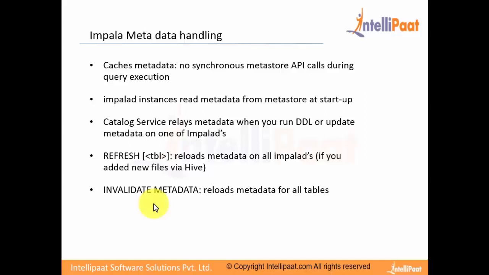Whenever we use the invalidate metadata command, it will pick up the metadata from the centralized MySQL or PostgreSQL metastore, and it will update the metadata on all the slave nodes or the Impala D daemons which are running on the data nodes of the Impala cluster, hence making sure that all the newly created tables are reflected on Impala and the dropped tables are no longer there in the metastore of Impala daemons, so that an up to date metastore is replicated on all these nodes.